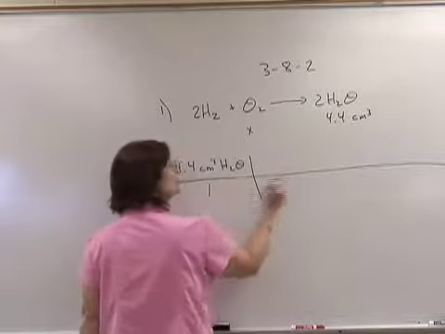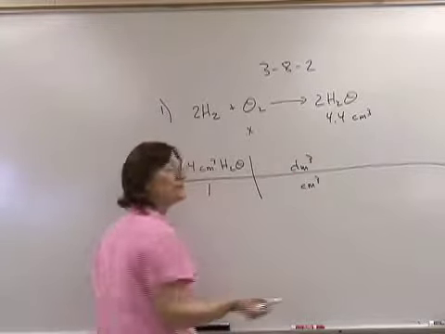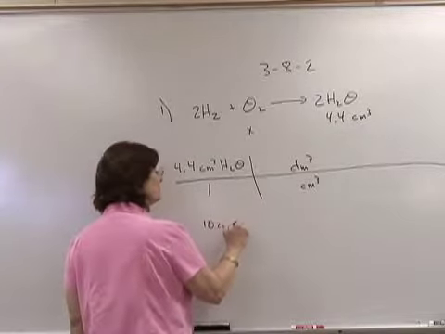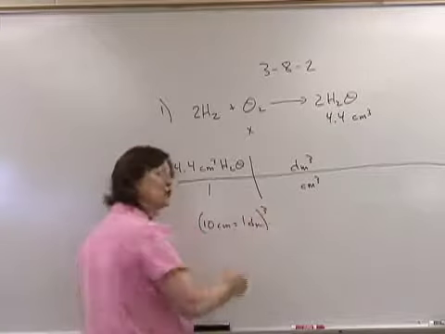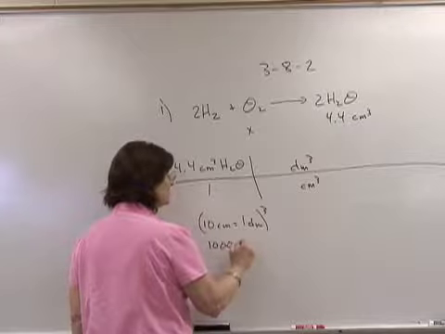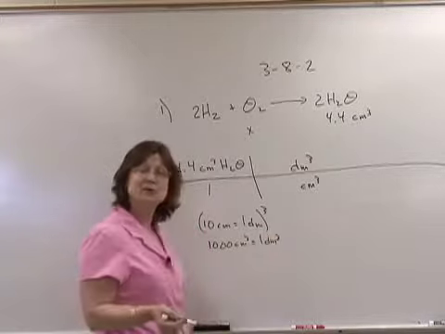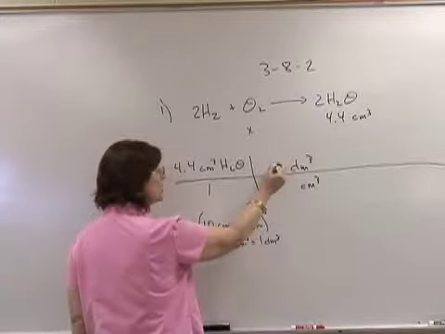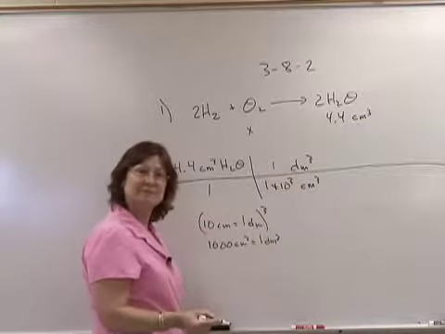Therefore, I want to go to decimeters cubed and I want to cancel centimeters cubed. Let's do a little bit of review here. 10 centimeters is equal to 1 decimeter, and when I cube 10, I get 1,000. 1,000 centimeters cubed is equal to 1 decimeter cubed. That is my conversion factor. And I'm looking for decimeters cubed, so the 1 goes in the top and the 1,000 goes in the bottom.